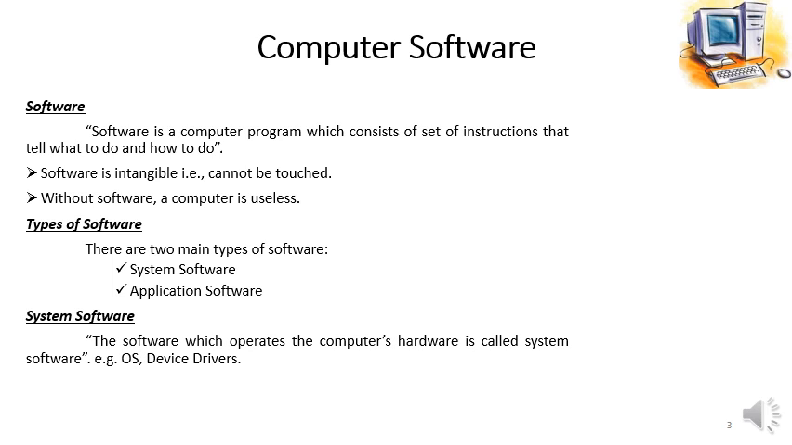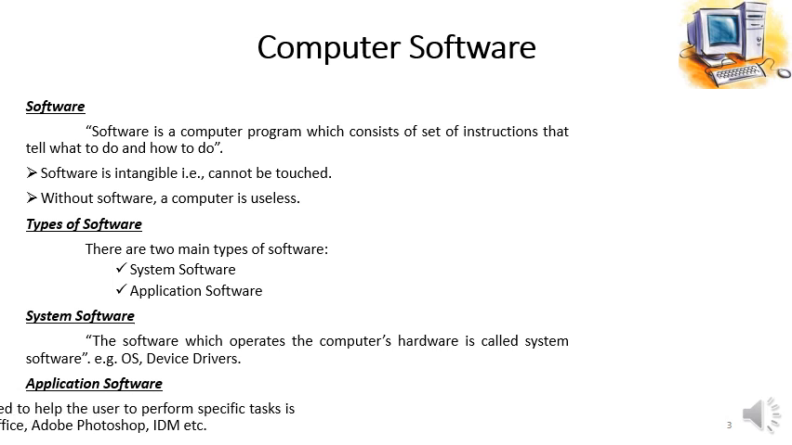Now, system software, the software which operates the computer's hardware is called system software, for example, operating system and device driver. The system software, or especially the operating system, gives life to the computer's hardware. Without having an operating system, a computer is dead and it is useless. And further, device drivers are used for specific devices to operate. So system software actually makes the computer's hardware operate.